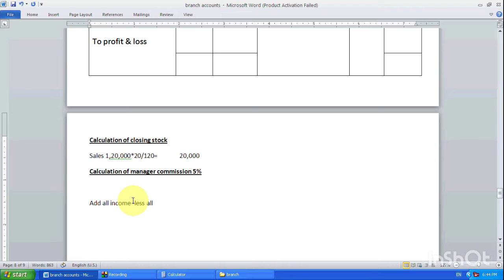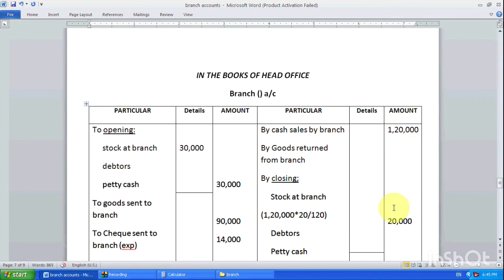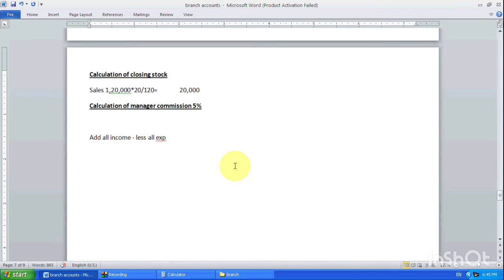So in plus of 1 to clear, okay, here I will write less all expenses. How much expenses, how much income will we have to write for the perfect? Okay, here 1,20,000 plus 20,000, overall income is 1,40,000 only.